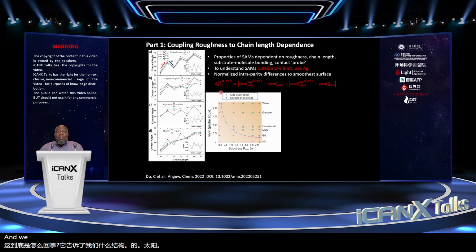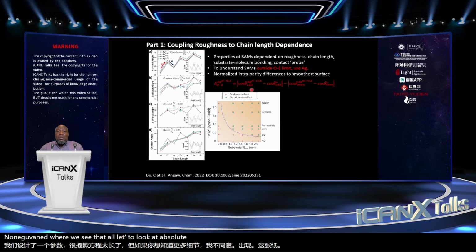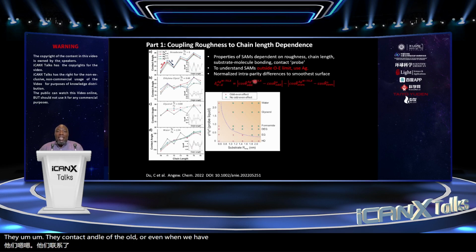And we crafted a parameter, sorry for the long equations. If you want to know more details, I'll refer you to this paper in Angewandte, where we look at the absolute cases and compare the contact angles of the odd or even layer, where the surface has been engineered, relative to the absolute case where the surface has not been perturbed. And we look at the difference between the odds and the evens, and we define this new delta term that allows us to summarize the differences between those two.